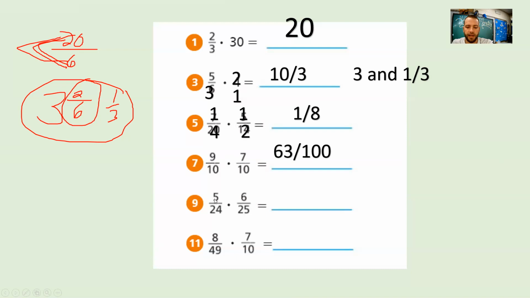What about number 9? Well, look at 5 and 25. Look at 6 and 24. You could totally reduce those. 5 would turn into a 1 because you can count by 5s. 25 would turn into a 5 because you count by 5s. And then what about 6? Well, there's a couple things you could do.